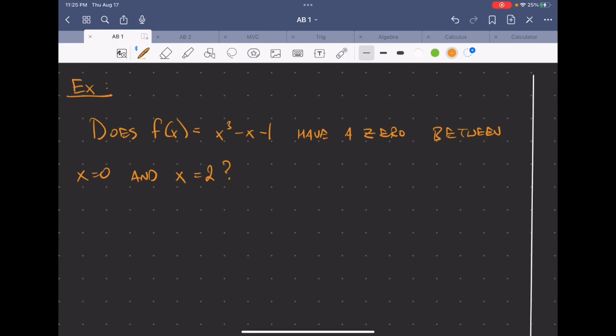Does f of x equals x cubed minus x minus 1 have a 0 between x equals 0 and x equals 2? So if you think you can solve this on your own, go ahead and pause the video and see what you can do.